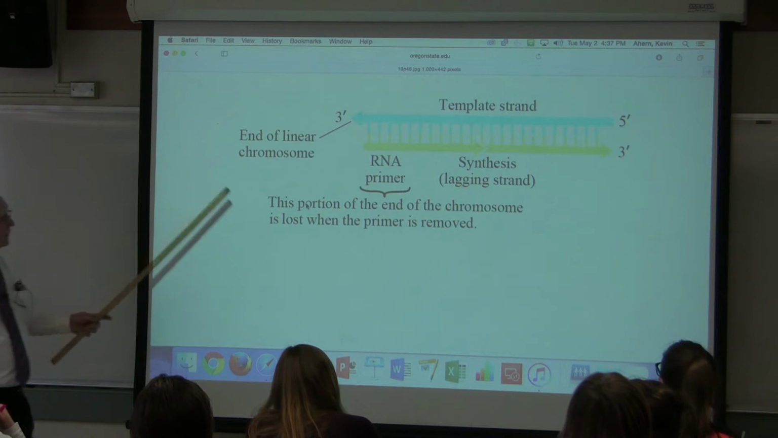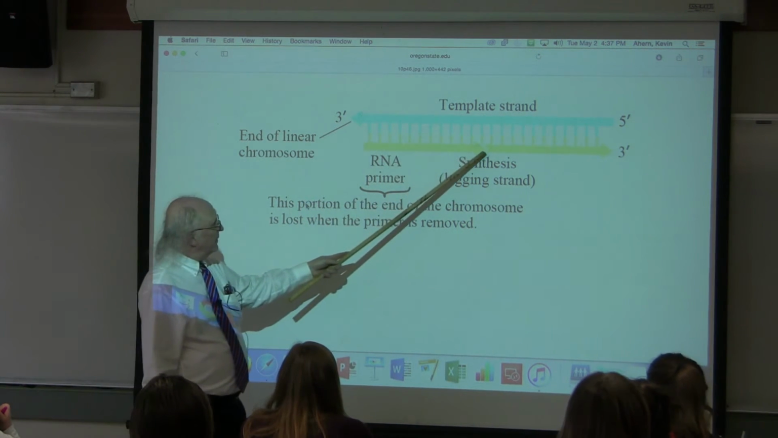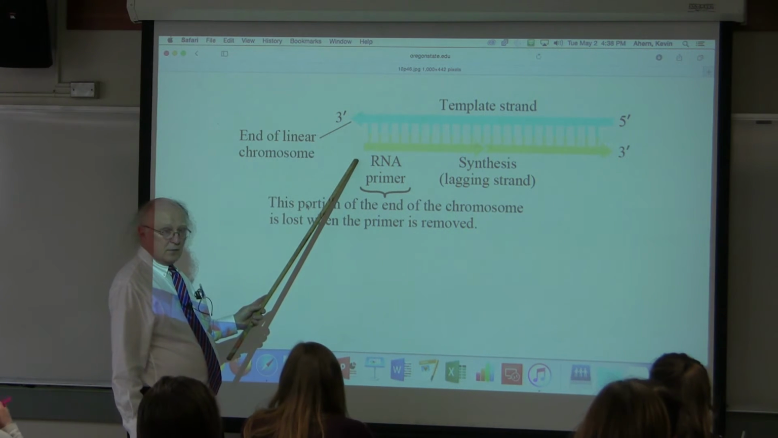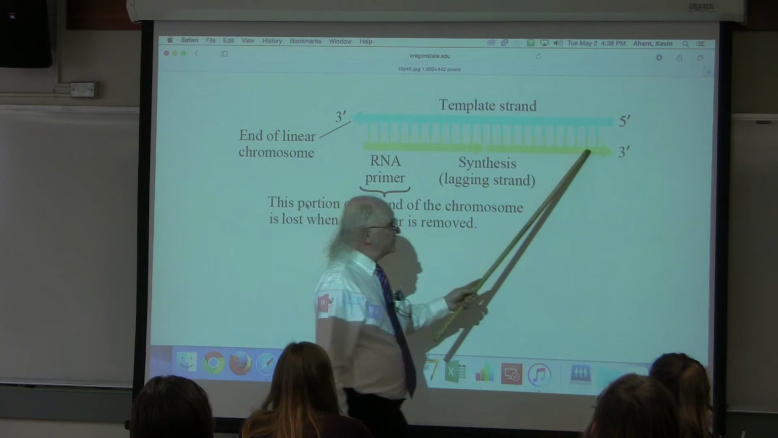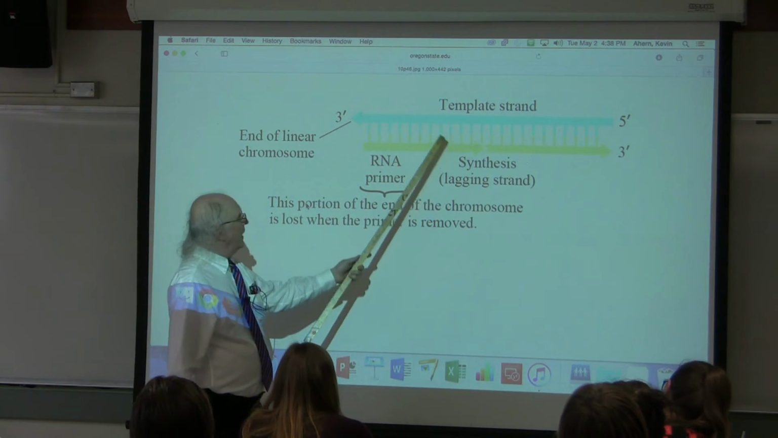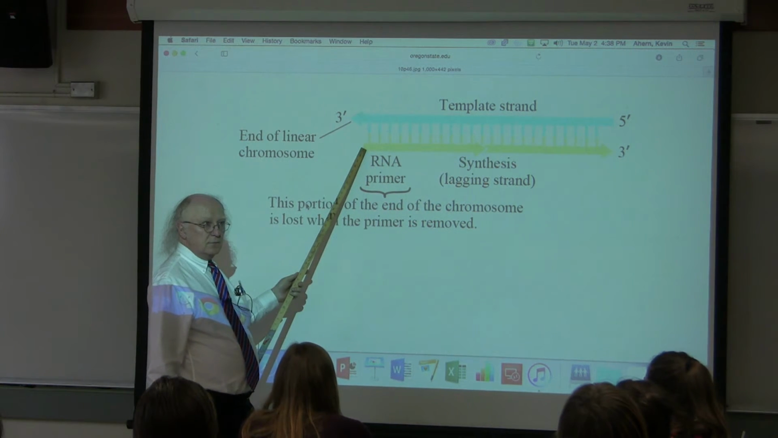Okay, this is a better one. I've started replication going 5' to 3'. Here's my RNA primer. I'm at the end of the chromosome, and leading strand synthesis is going to go here just fine. Okay? How do I fill this gap in?